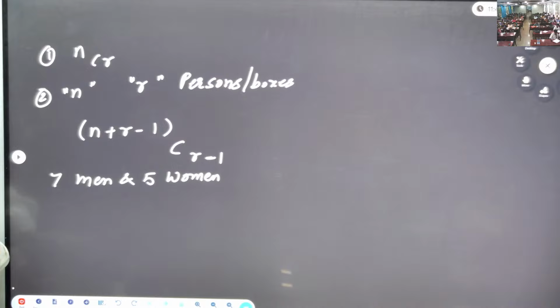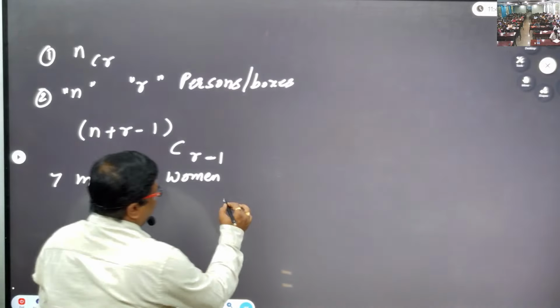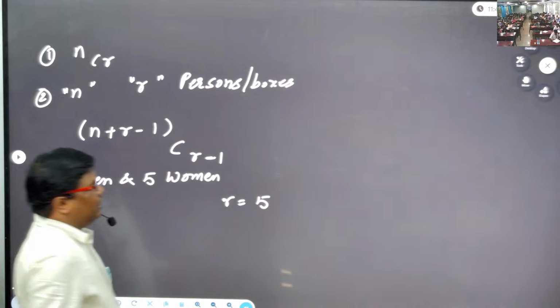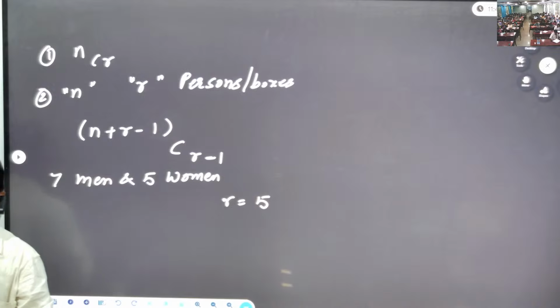Committee size is 5, which indicates r. So our r value is 5. What is the n value then? From whom do we have to pick these 5 committee members? How many people are available for us to pick?